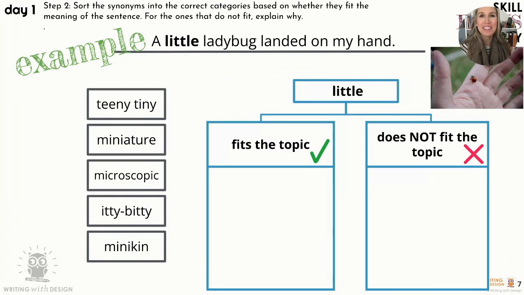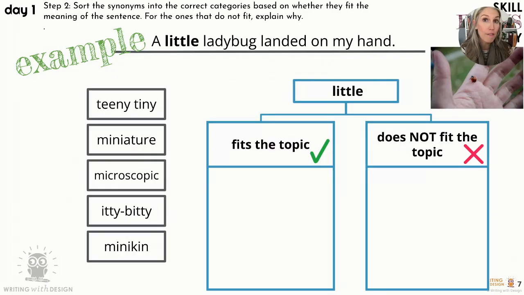Now, minikin is not a word maybe that many adults know. And so that's why I love bringing this word. It is a word that, spoiler alert, perfectly describes a ladybug. It means tiny and dainty and fragile. So all of the things that certainly apply to a little ladybug. So these 5 words are all synonyms.